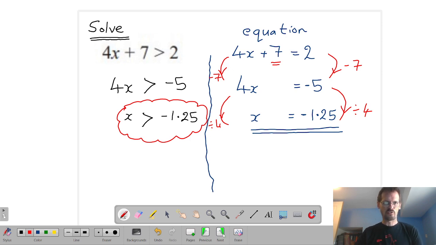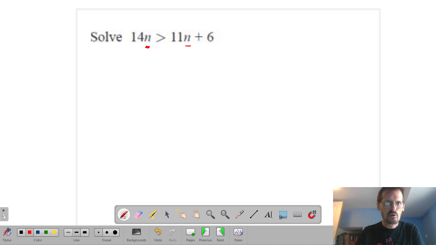Now, just like equations get more complicated, inequalities get more complicated. It's got more complicated because our unknown letter, which is n here, is on both sides. We're going to do exactly the same thing, just pretend it's an equation, and then go back and put the sign back to what it was. Make it into an equal sign.